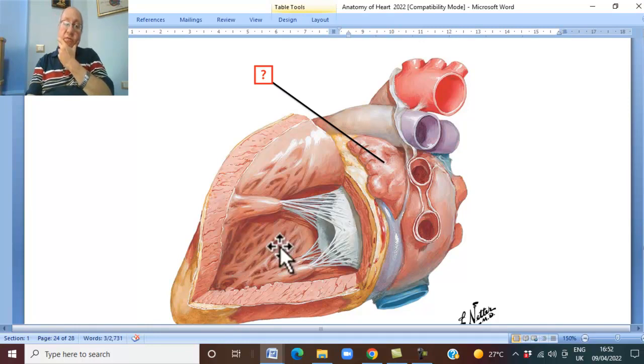What is the direction of this orifice? This orifice is directed forward and to the left. That is to say, like the tricuspid orifice, the orifice is directed towards the apex of the heart, downward and to the left.